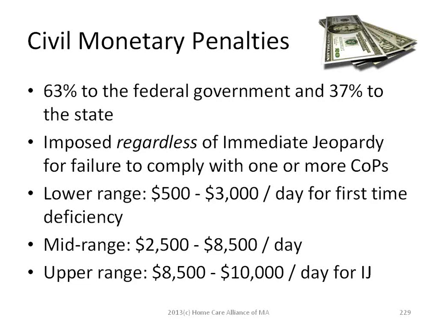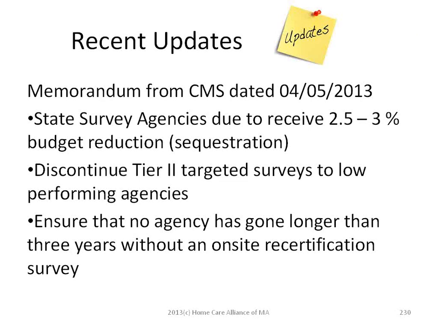In regards to recent updates, the state survey agencies are due to receive 2.5% to 3% budget reductions as a result of sequestration. So there is going to be less of a focus on the Target 2 type of surveys to low-performing agencies, and then no agency has gone longer than 3 years, so hopefully, those of you who are anticipating your 3-year will still have that type of survey going forward.